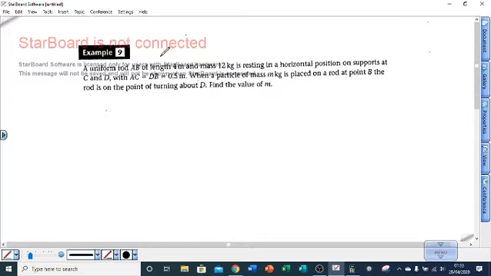Next example, example 9. A uniform rod AB of length 4 meters has a mass of that. So first of all, uniform rod 4 meters, and it's uniform. The rod is uniform, so it means its mass is right at the center. It's 12 kilograms, so I have to put 12g. Resting in horizontal position on supports C and D, AC equals DB. So it's C and D.